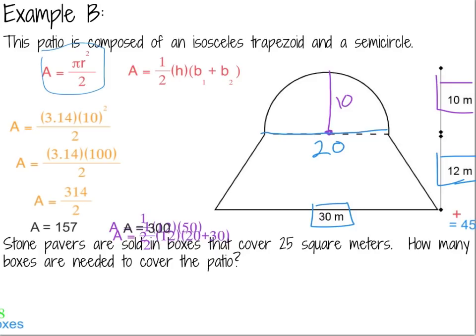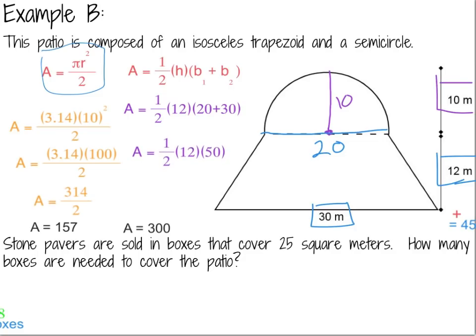So my diameter is 20, or my base is 20. Now that I've got all the pieces for my formula that I need, I'm going to plug them in. So I've got A equals 1/2, my height is 12, my first base is 20, my second base is 30. And I'm going to follow the order of operations. I'm going to add the 20 and 30 together. And then I get A equals 1/2 times 12 times 50. And when I multiply those all together, I get A equals 300.